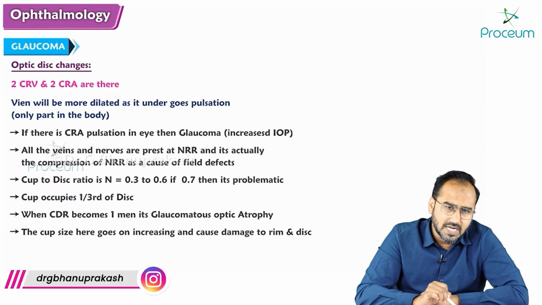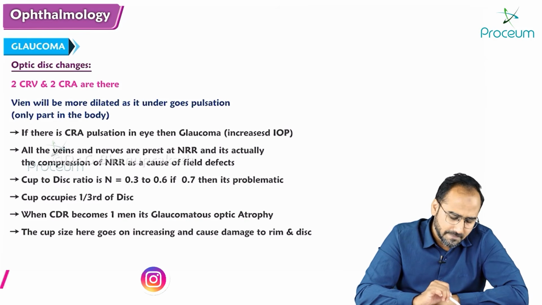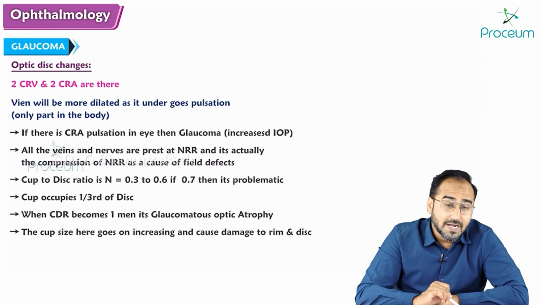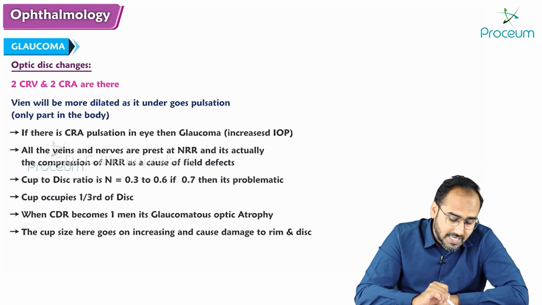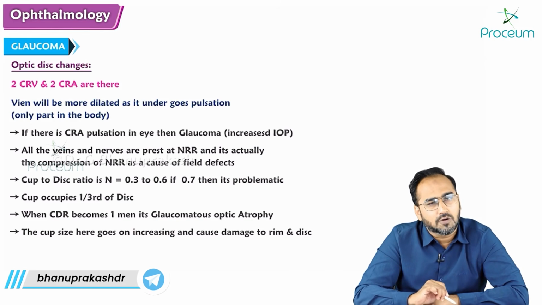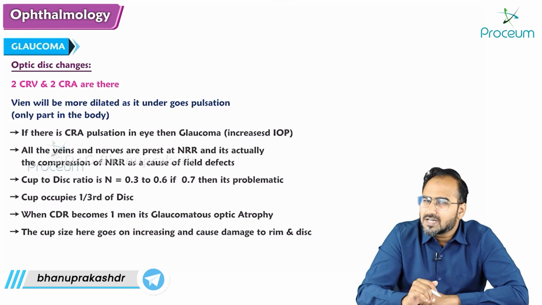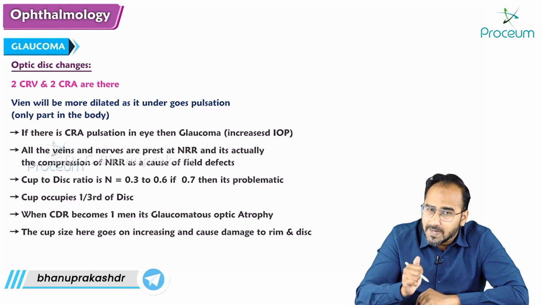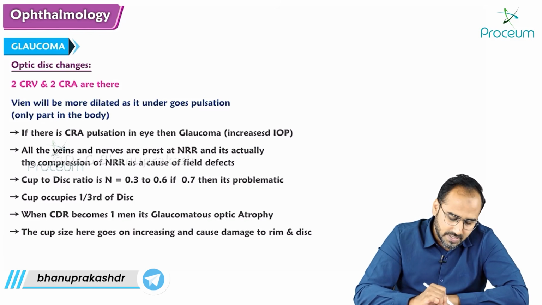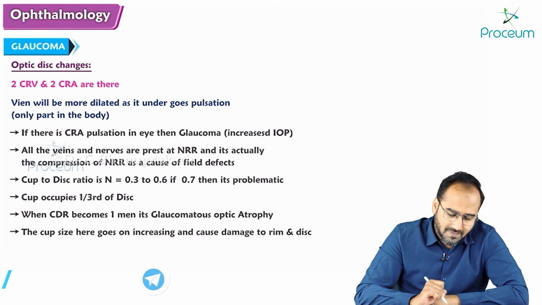The only part in the body where the veins undergo pulsation is the eye. But if at all the artery is pulsating, then it is a suggestive feature of glaucoma. Why? Because due to raised intraocular pressure, you might see arterial pulsations in the eye, right?